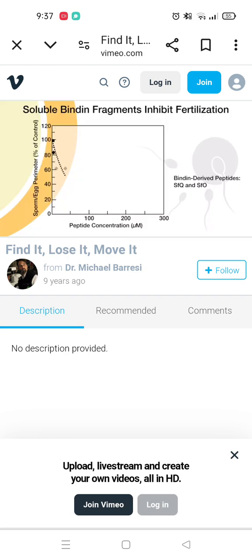Here what the investigators did was they took inhibitors of bindin. They took soluble pieces of bindin, which would inhibit the egg binding to the sperm's bindin. And they put this inhibitor into solution with the sperm and the egg. And the more of this inhibitor they used, the less sperm were able to bind to the egg. So if this was a specific inhibitor for bindin, they were able to show that inhibiting bindin inhibited sperm-egg adhesion. So that was lose it.